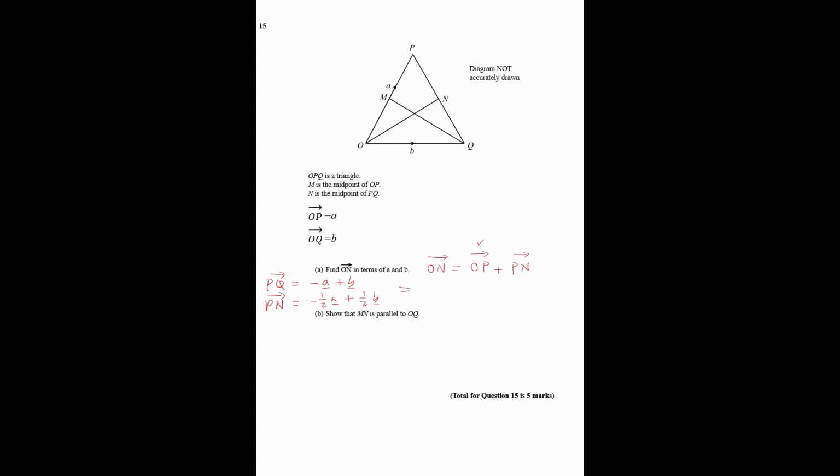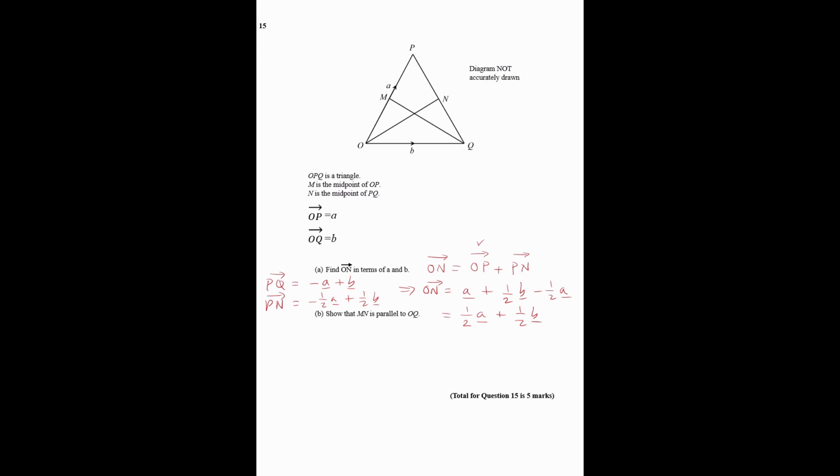So that means ON equals OP, which is A, plus PN, which is a half B minus a half A. Simplifying this, A minus a half A is a half A. So we get half A plus a half B. Right, so that's the vector ON.